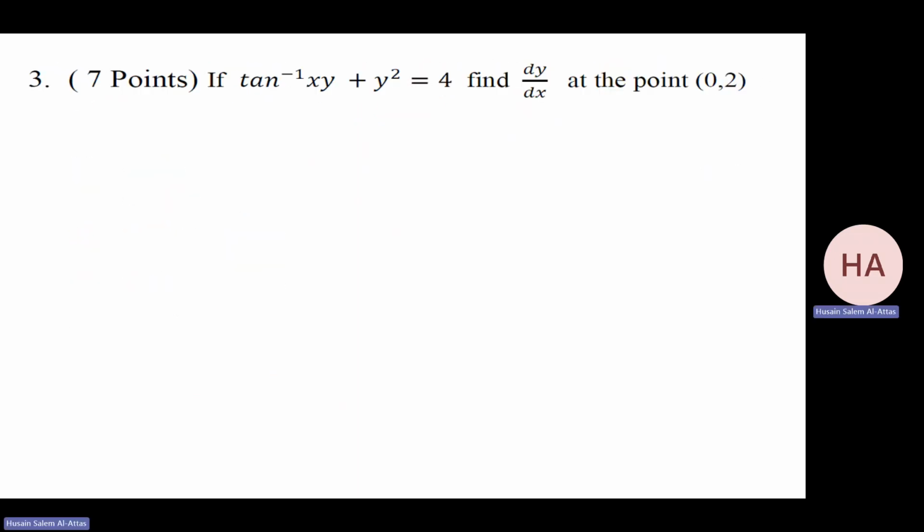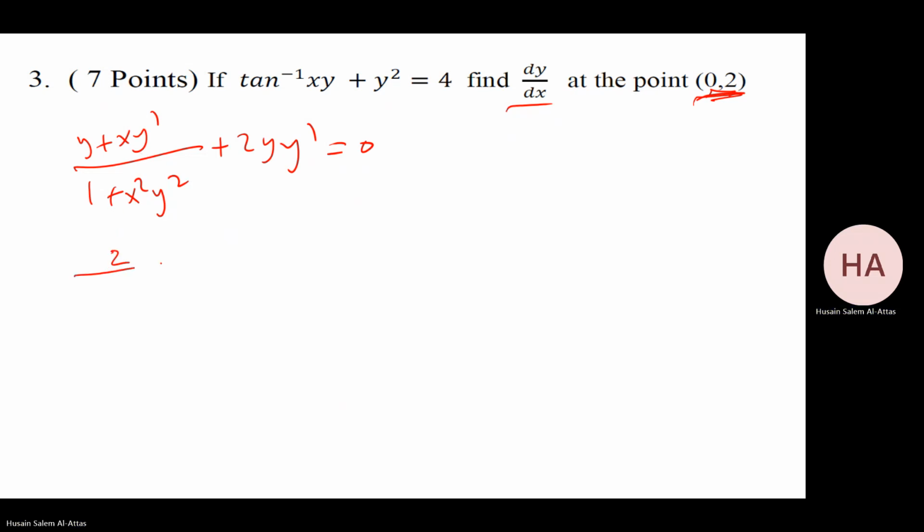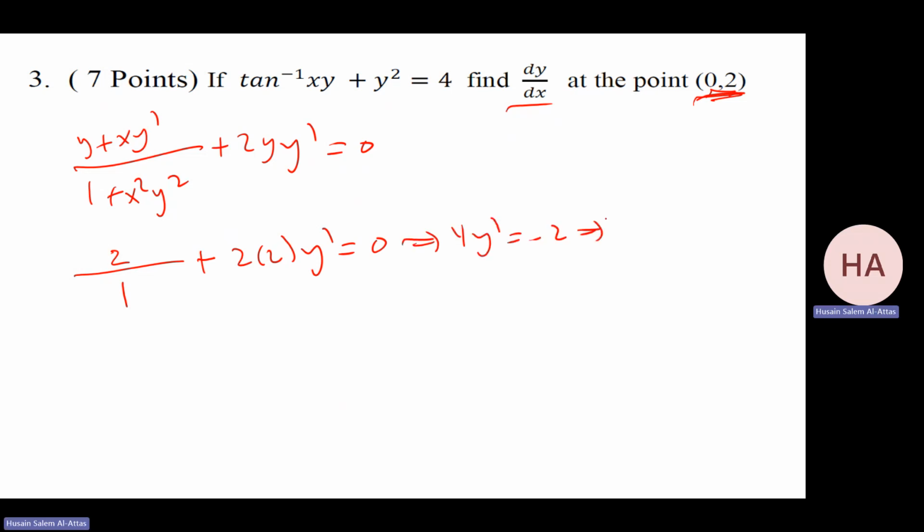Tan inverse of xy plus y squared equal 4. Find derivative at this point. When you do it at this point, it will be very clear, very easy. 1 over 1 plus x squared y squared, times y plus xy prime plus 2y y prime equals 0. x equals 0 and y equals 2. So I have 2 over 1 plus 2 times 2y prime equals 0. I have 4y prime equal -2, so y prime equal -half.